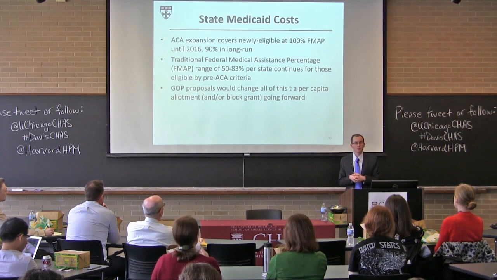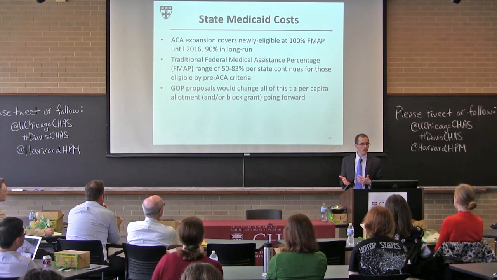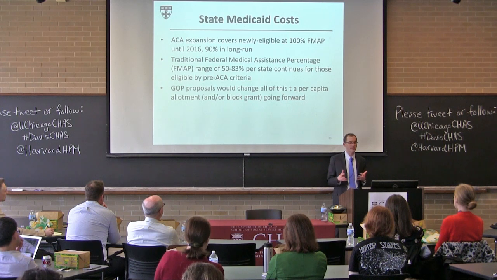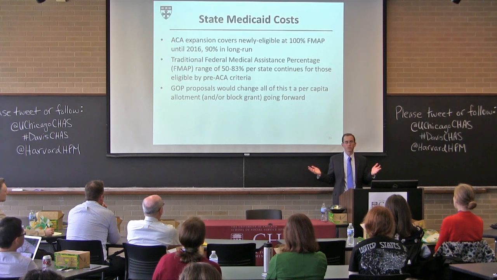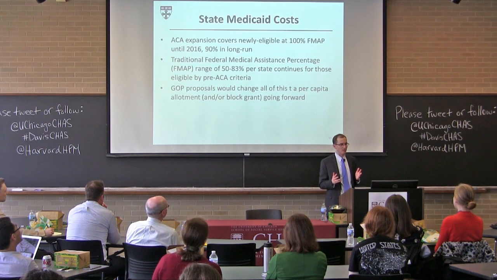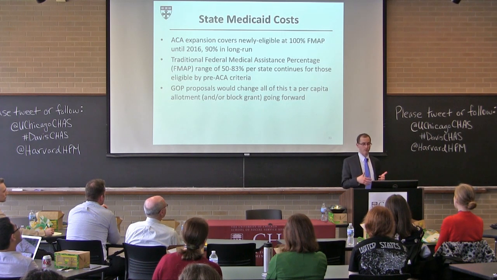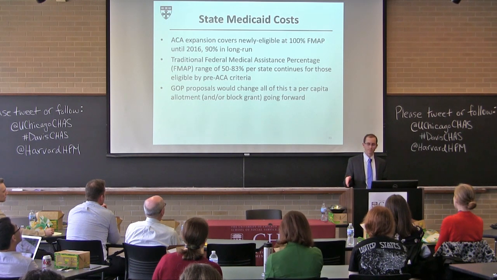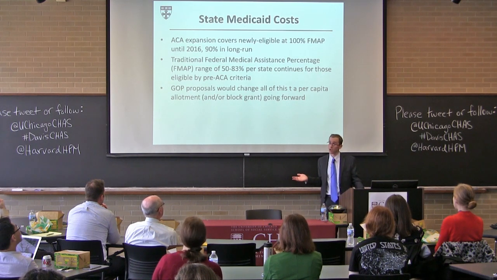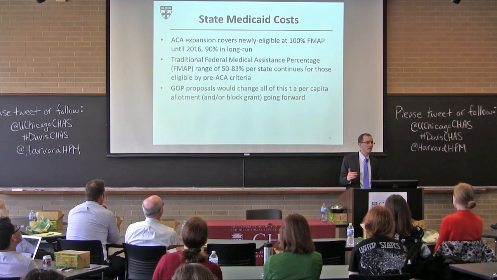Now the ACA was set up to be very generous to the states. The federal government covers newly eligible people at 100% of the traditional match rate, the FMAP. So this means if you enroll 1,000 newly eligible people in your state and you spend $5,000 or $10,000 on each of them, you get all of that money back from the federal government up until 2016. It starts to scale down. It's 95% this year, and after 2020, if there's no change in the law, a big if, you get 90%.